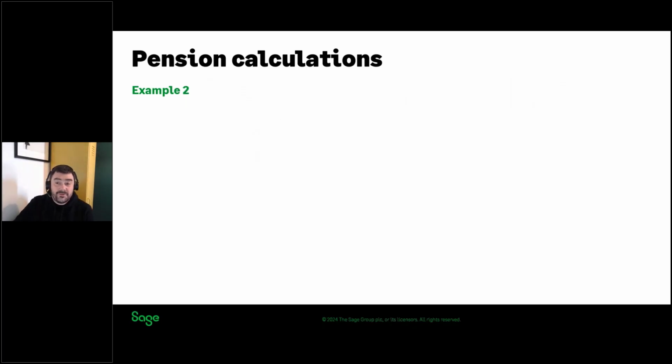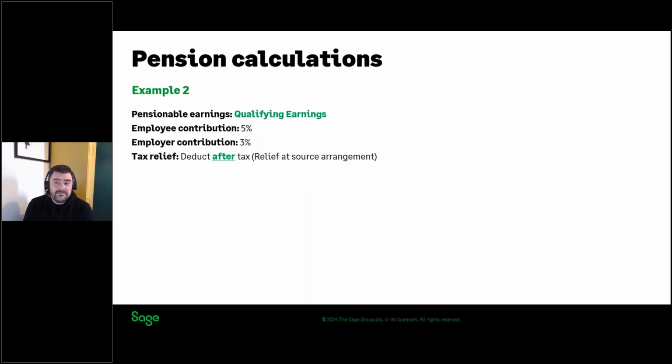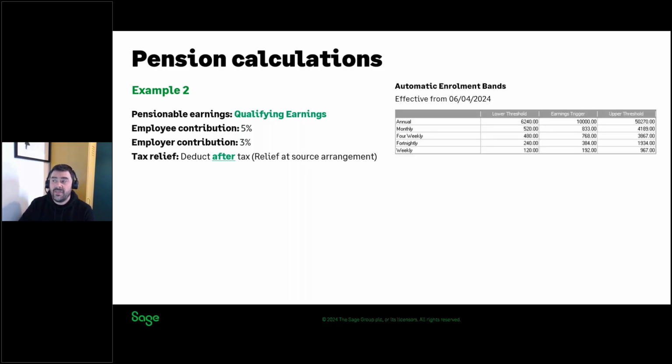Second example, so we're going to mix it up a little bit now. This scheme is a scheme that uses qualifying earnings for pensionable pay. So that means that the lower and upper threshold come into play. Earnings between the lower and upper threshold are pensionable. And it does include things like overtime and bonuses, essentially any payment subject to tax and NI. Employee contributions in this example are 5%, and the employer contribution is 3%. But the tax relief for this one is that it's deducted after tax. So this is that relief at source arrangement.